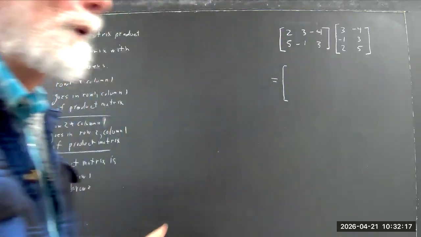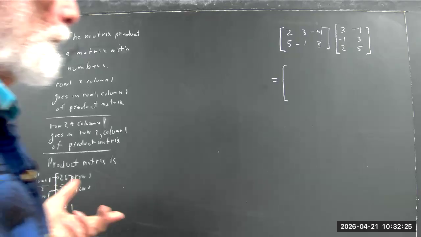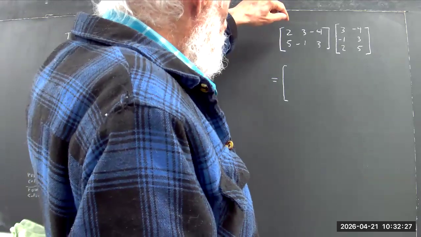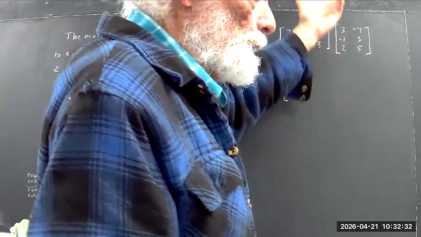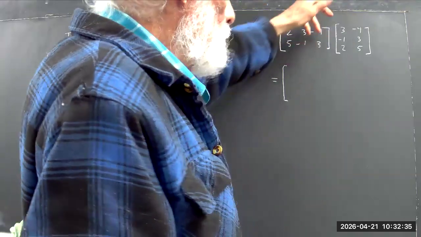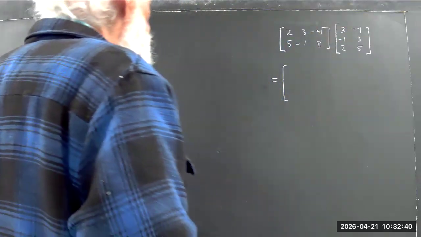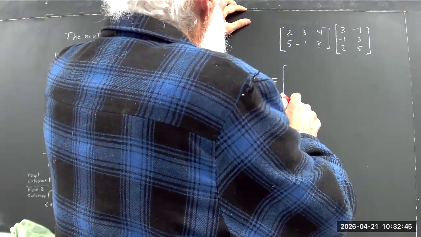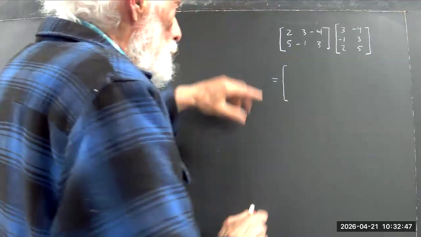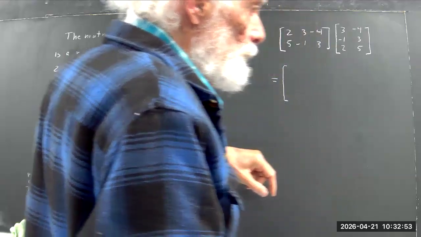Well, think about it for a minute. What are you going to do? How many ways can you multiply a row by a column? Okay, well, hopefully you've thought about that. You can multiply the first row by the first column. You multiply the first row by the second column. Or you multiply the second row by the first column. You multiply the second row by the second column.